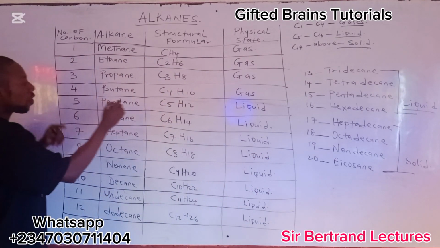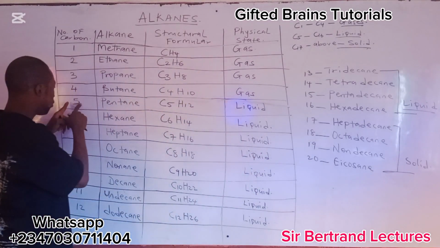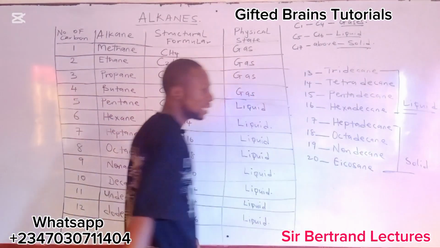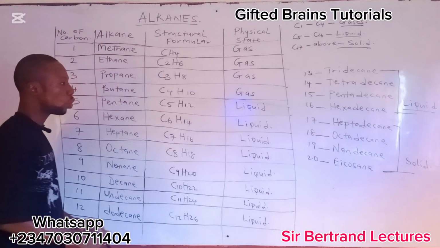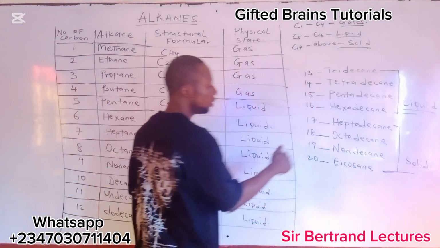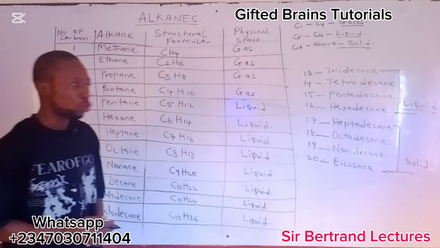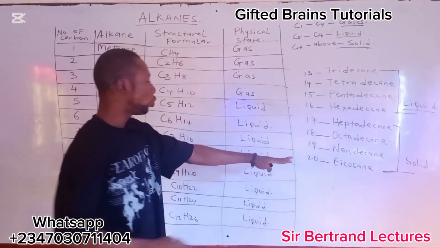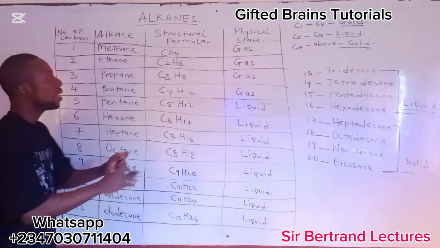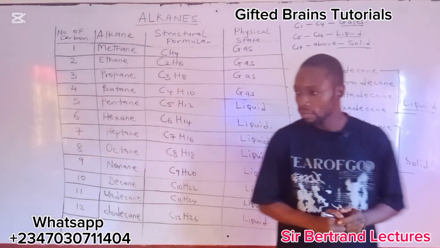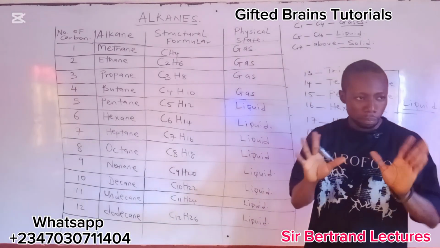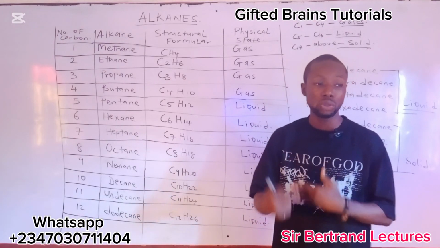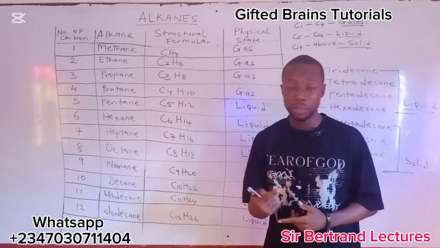Carbon 1 to 4 are gases. Carbon 5, which is pentane, to 16, which is hexadecane, are liquid at room temperature. Then carbon 17 to 20 are solid at room temperature, that is from heptadecane to icosane, which is the 20 carbon atom of the alkane family. Now, I want you to understand that one of the properties of alkanes is the boiling point, and we are going to look at that in the next video.